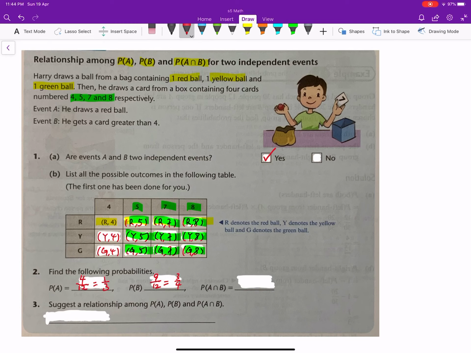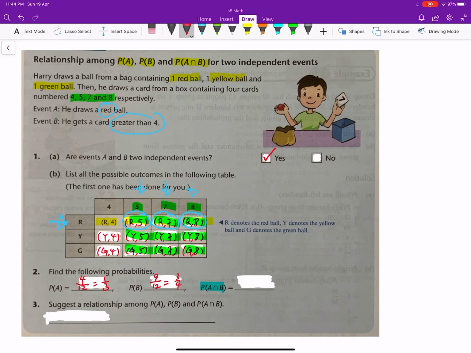Then what's the probability of getting A and B? P(A and B) means you need to get a red ball, and at the same time, you need to get a card greater than 4. So we just look at this, okay, red ball and greater than 4. So mean these 3 numbers. Then we get 1, 2, and 3.